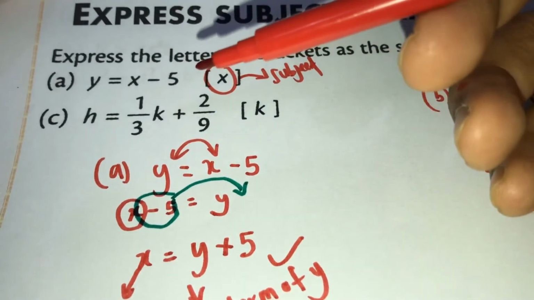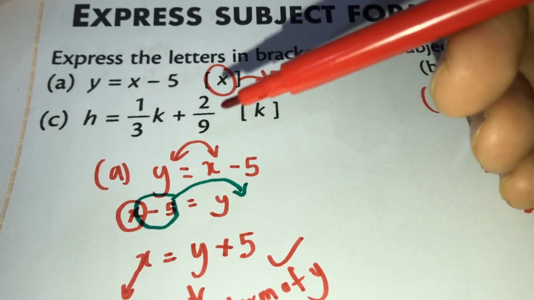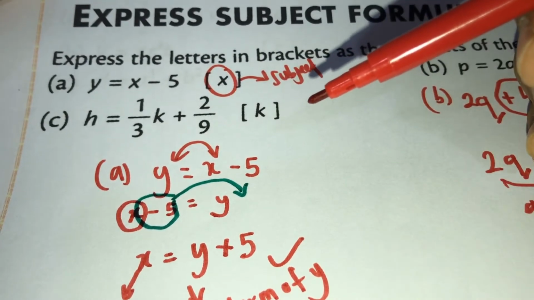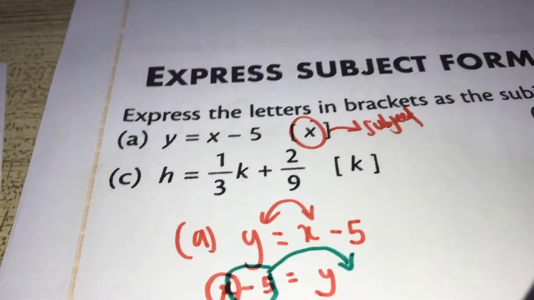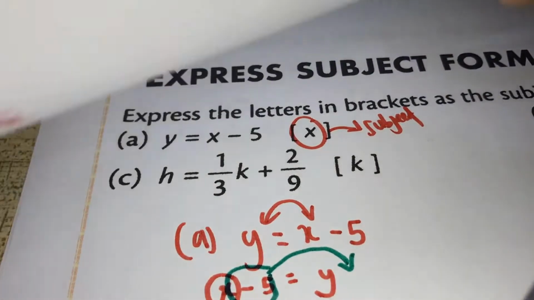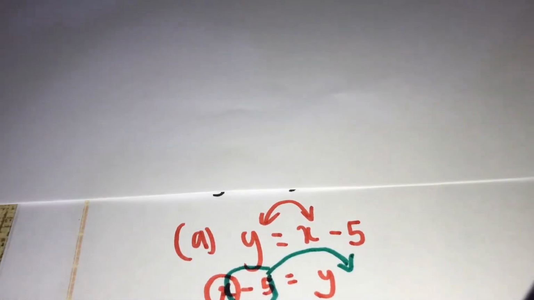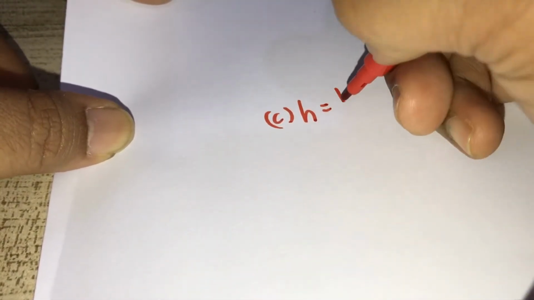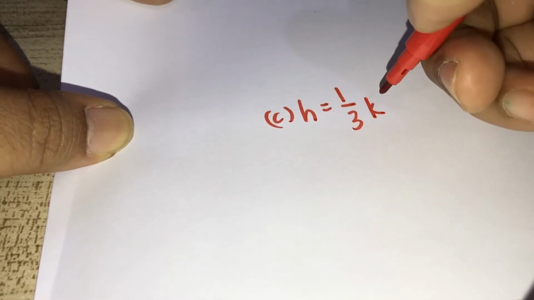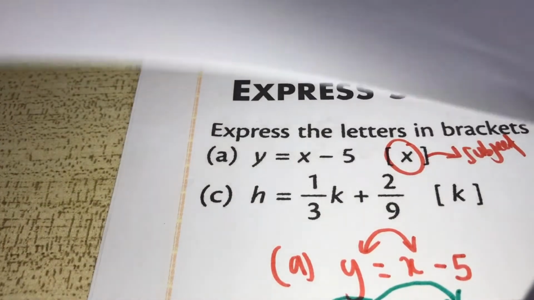This one, h equal to 1 over 3k plus 2 over 9, and k as the subject formula. Okay, continue question C. This one, h equal to 1 over 3k plus 2 over 9.